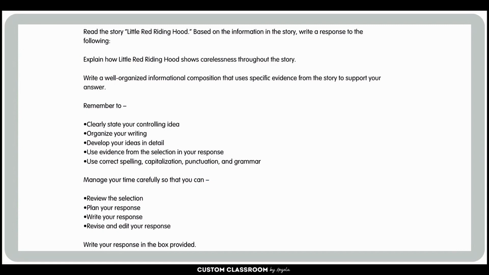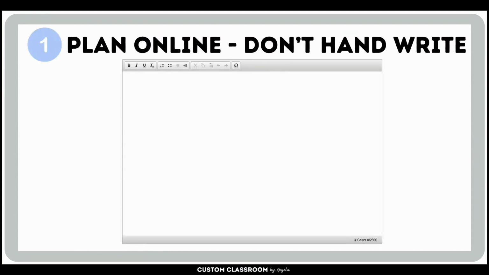Now, students will have read the story multiple times already and answered questions about it before they come across this final ECR prompt. So hopefully the story will be well developed in their mind and they've already been interacting with it. So now I'm going to begin with my first tip.